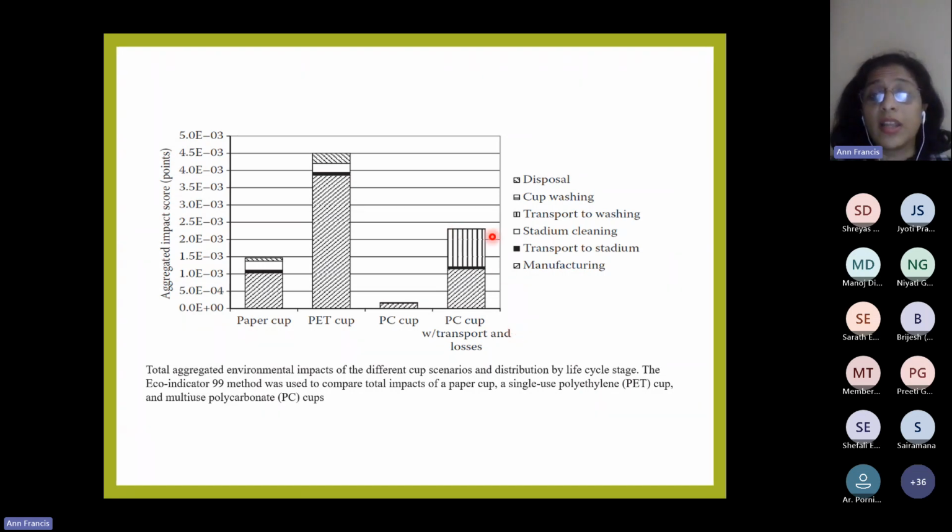Another thing this study says is that they have not considered the impact of the detergents used to wash the cups. Here it's just the manufacturing, then washing with some water, and the transportation involved. If detergents are included, or if they are using a dishwasher kind of setup, that machine would be consuming some energy. If all of that is included, these impacts might possibly go higher. So LCA gives us the holistic picture of which alternative is better from the perspective of a life cycle.